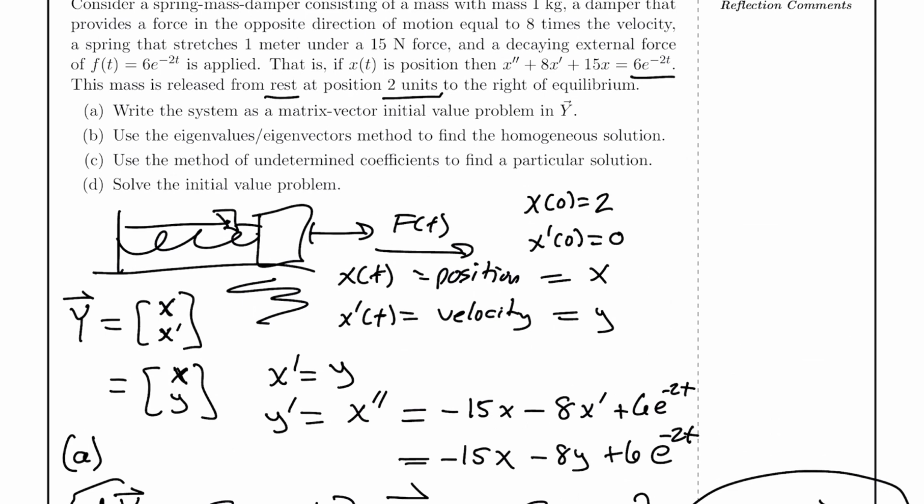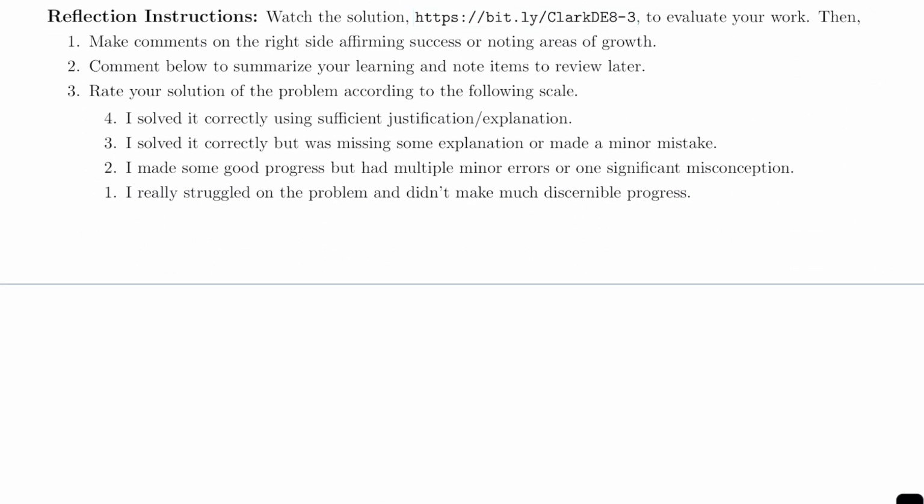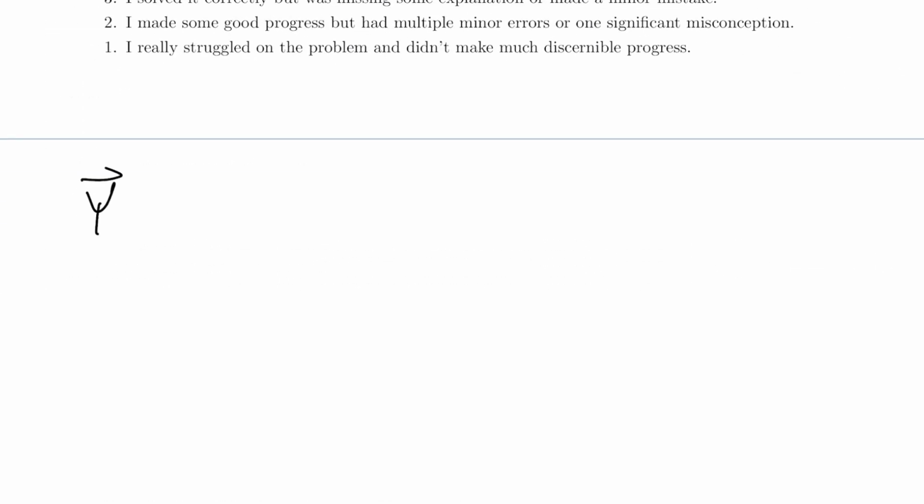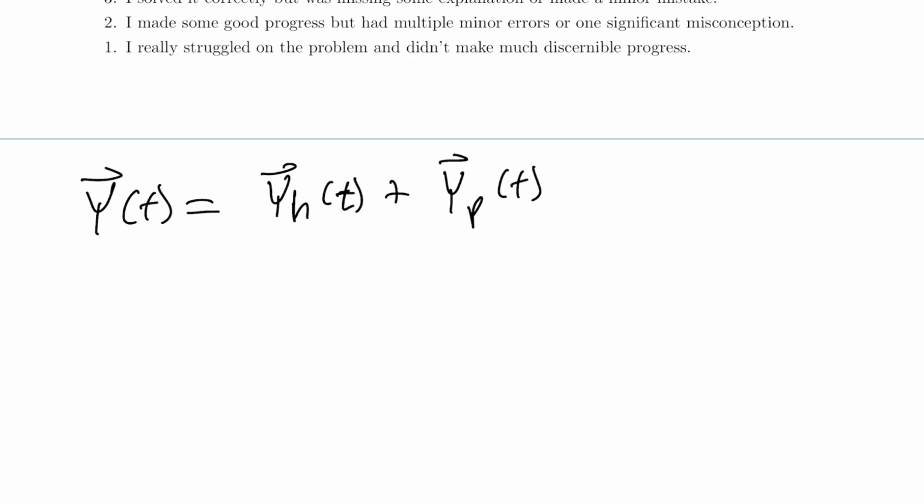Okay, the second question says use the eigenvalues and eigenvectors method to find the homogeneous solution. So what you want to think of is the general solution is going to be a homogeneous solution plus a particular solution to the non-homogeneous problem. And so for part B, we want to find that homogeneous solution.